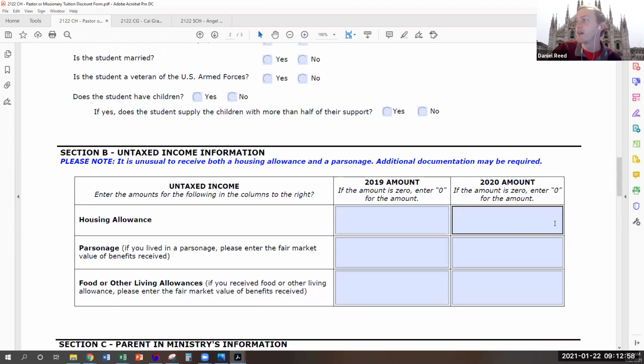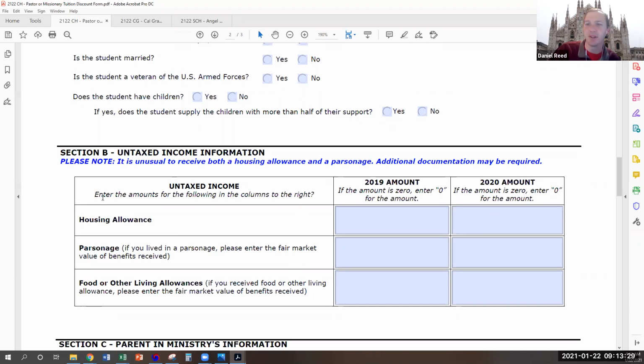Section B is asking about that housing allowance, and this is a bit of an expansion of that section of the form, asking for a 2019 and a 2020 amount, which will help us moving forward as we compare housing allowances. So it's looking at 2 years for that, a housing allowance, a parsonage, and food or other living allowances.